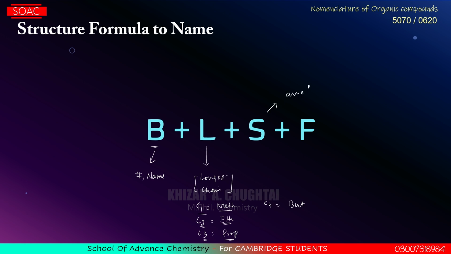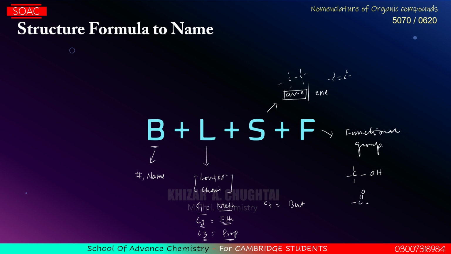Next thing is the suffix. Suffix means either you will write ane or ene. If there are all carbon-carbon single bonds, then you will write ane. Ane means alkane. So if your molecule has all carbon-carbon single bonds, you will write ane, or if it has at least 1 carbon-carbon double bond, you will write ene. The last one is F. F for functional group.